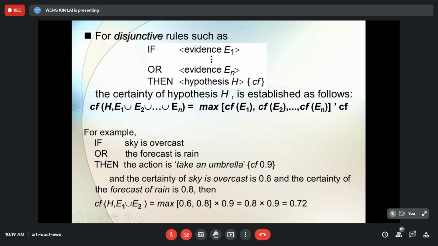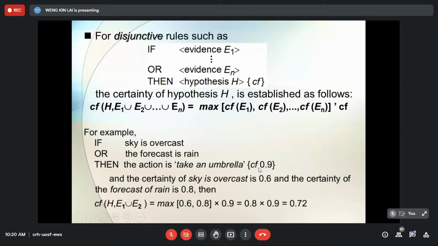So for example, if the sky is overcast, the sky is no longer clear, this is your first evidence. The second one is the forecast is rain. It makes sense: the sky is not very clear, not very sunny, and the weather forecast from the radio station or TV says that it will rain. Then your action is to take your umbrella. Again, remember, we always consider these rules as knowledge based on the expert's opinion. The experts say that in such circumstances, you take an umbrella.